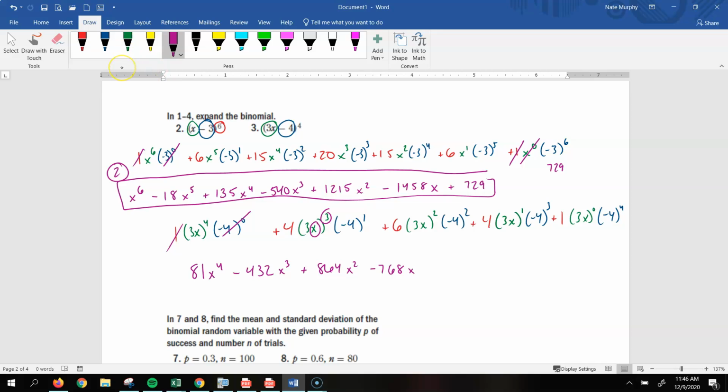Lastly, 1 is just 1. 3x to the 0 power, that's 1. It's not 1x, it's just 1. And negative 4 to the 4th power is a positive 256. So that would be your answer for number 3.